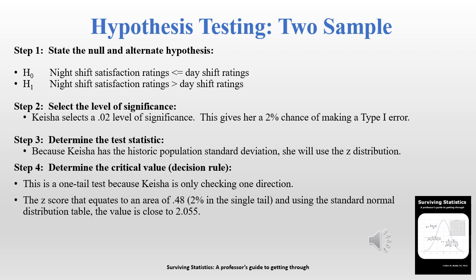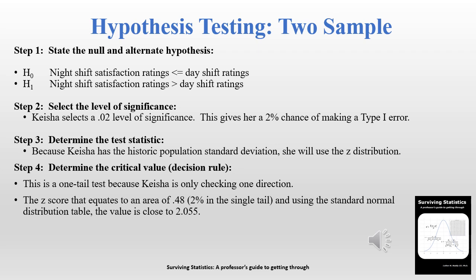Step number 2, select the level of significance. Keisha selects a 0.02 level of significance. That gives her only a 2% chance of making a type 1 error. Now, step 3 is to determine the test statistic. Because she has historic population standard deviation levels, she's going to use the Z distribution.